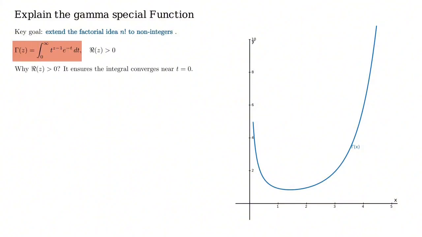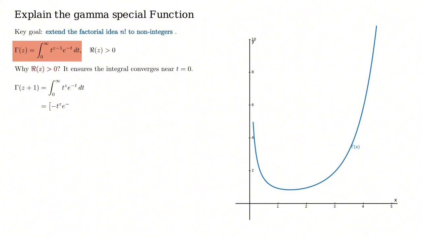That condition, real part of z greater than 0, is there for a reason. Near zero, the power term can blow up, and we need it mild enough to still give a finite area. Far out to infinity, the exponential decay keeps everything under control. This is the convergence requirement for the definition as an integral.